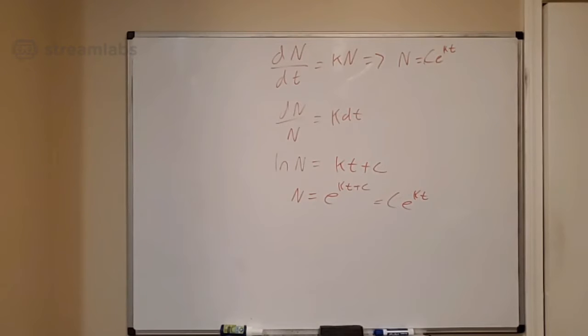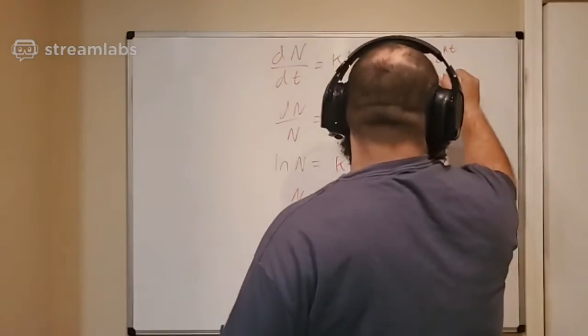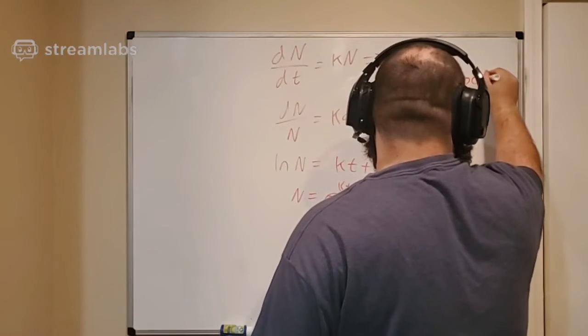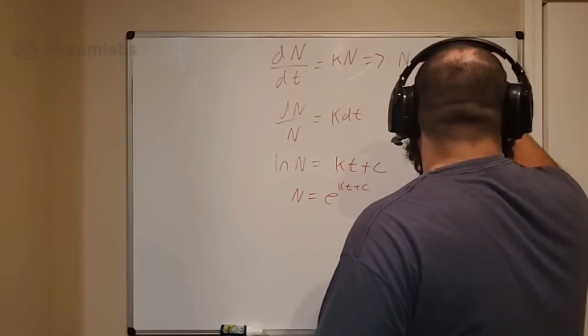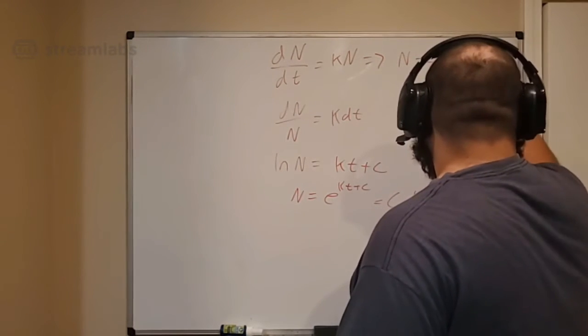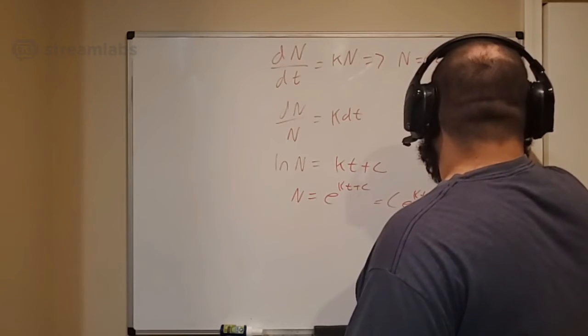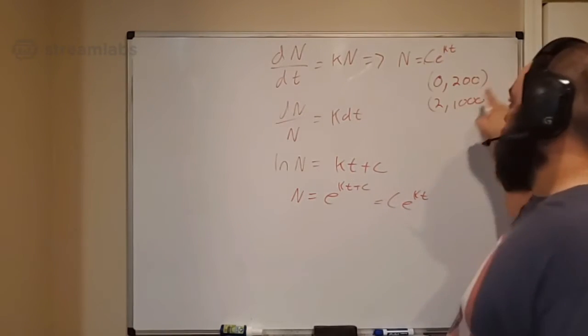So you plug in 0 for t. They gave you the points 0, 200 and 2, 1,000. So that seems a little high. They gave you those two coordinate points so you can solve for c and k. So plug in, remember this is t comma n as the coordinates.